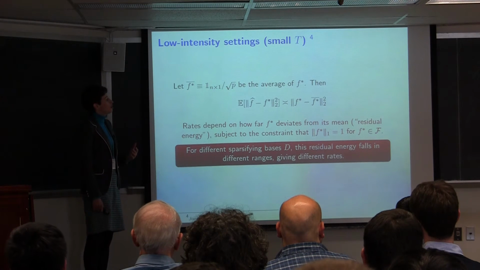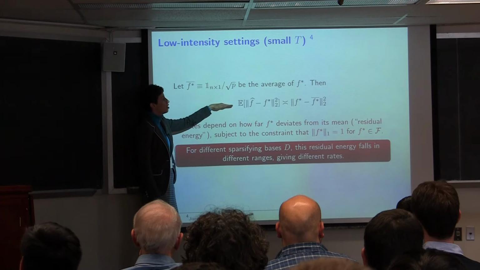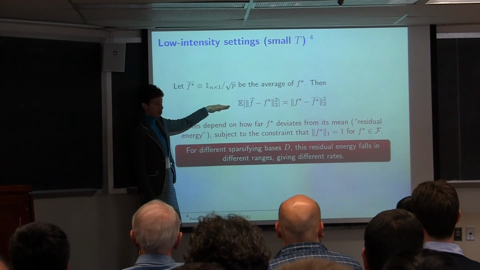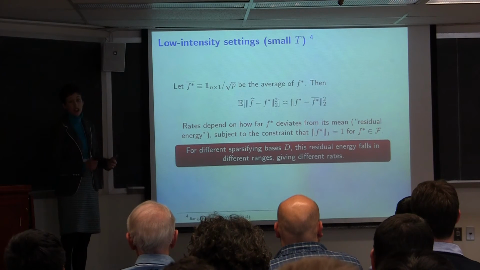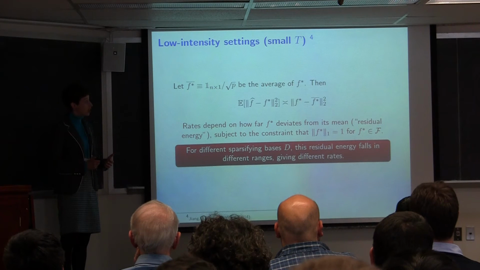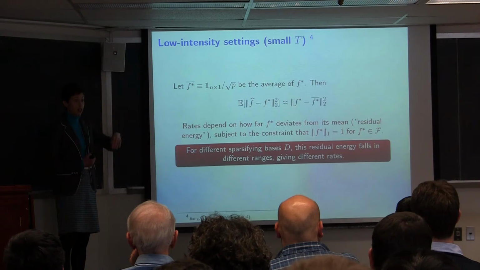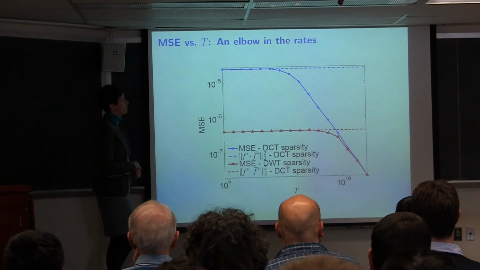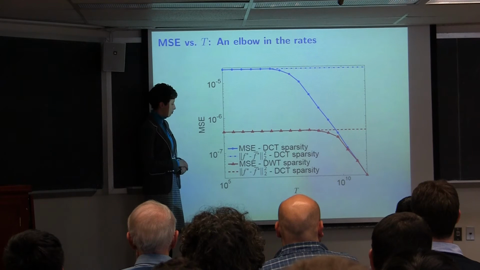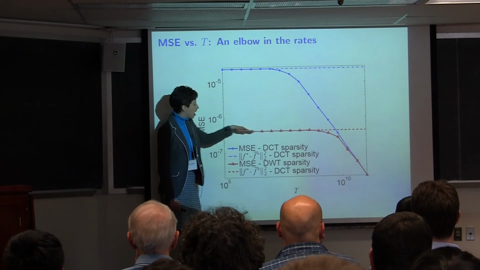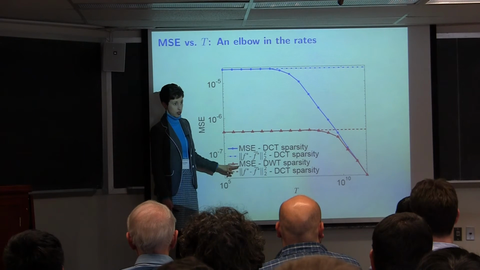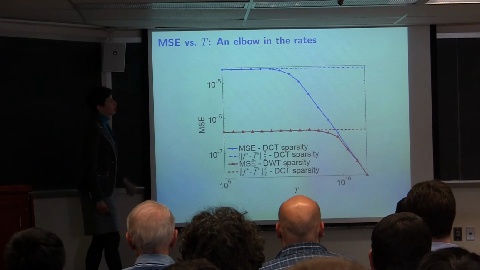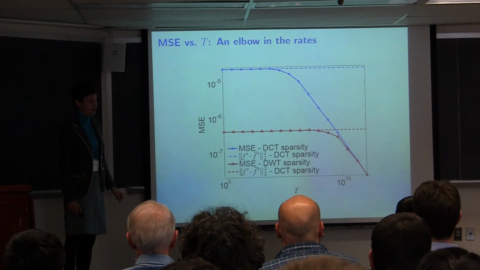What we'd like to do is take this bound and ask, what are the corresponding minimax rates when T is small? What we're going to find is that this residual energy can be very different depending upon your sparsifying basis D, and that's why we get these very different rates and these very different elbows in the rates. In fact, if we return to the little simulation example that I showed you before, we see that these constant levels before the elbow correspond exactly to these residual energies. So this is borne out in simulations as well as in our theory.